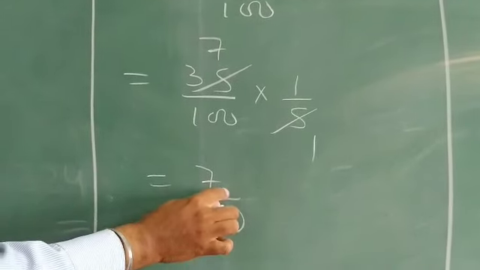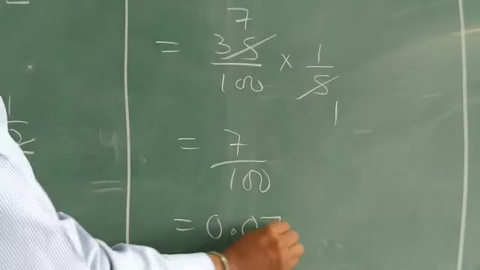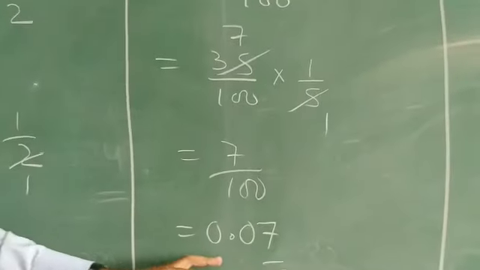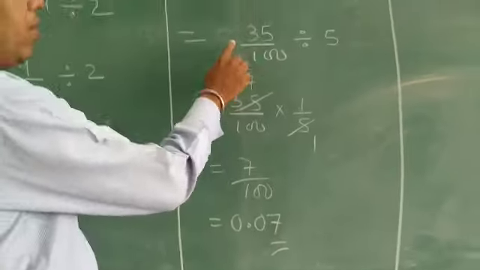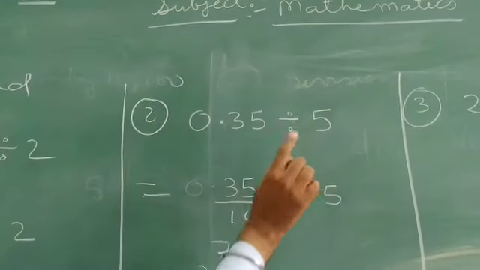Again, the decimal will shift 2 places. The answer comes 0.07. What is the answer? 0.07. Just once again see here, 0.35 divided by 5.